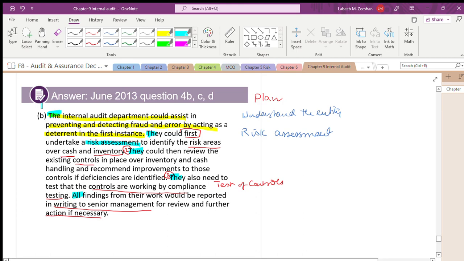Technically, you have to do this. First, we have to take risk assessments. Second, we have to review the controls. If any deficiencies are there, you have to put the recommendations. And the third one is you have to test the controls whether they are working or not. And whatever they have done, they have to communicate to the management in writing. Okay, this is the first answer.